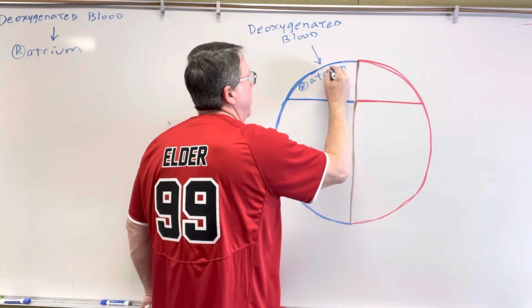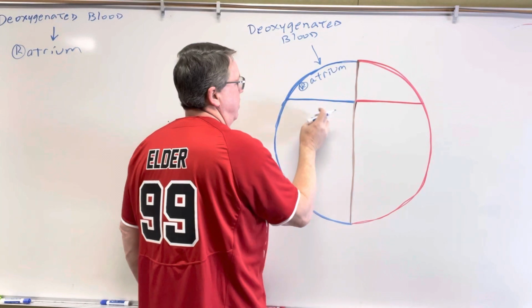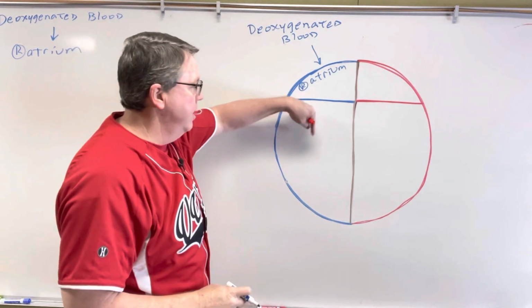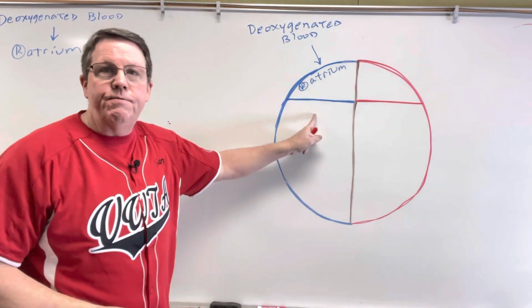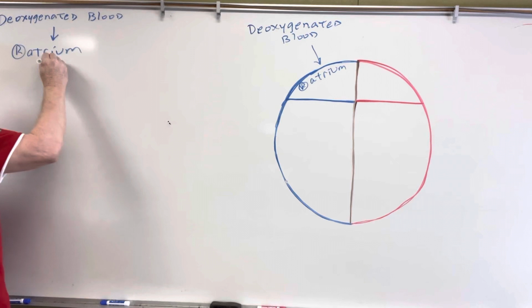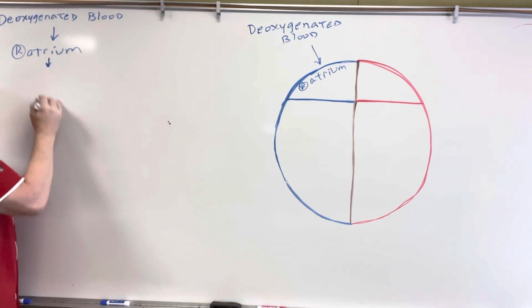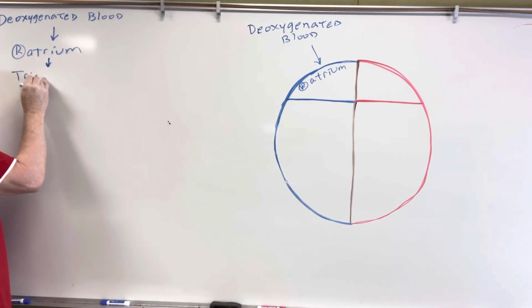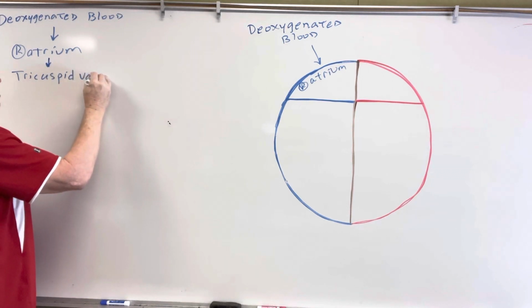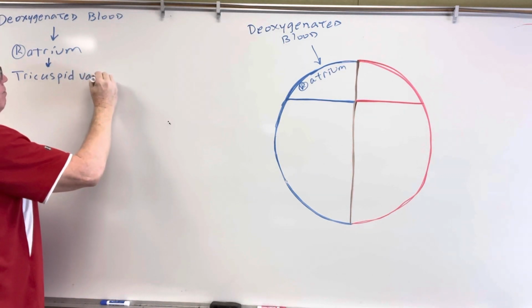Then, when the heart beats, you have something right here called a valve. That valve is going to open up and blood's going to go down into this area here. Now this valve has several different names, and I'm going to list them. The first thing we're going to call this is the tricuspid valve, and the reason is that it has 3 cusps on it.